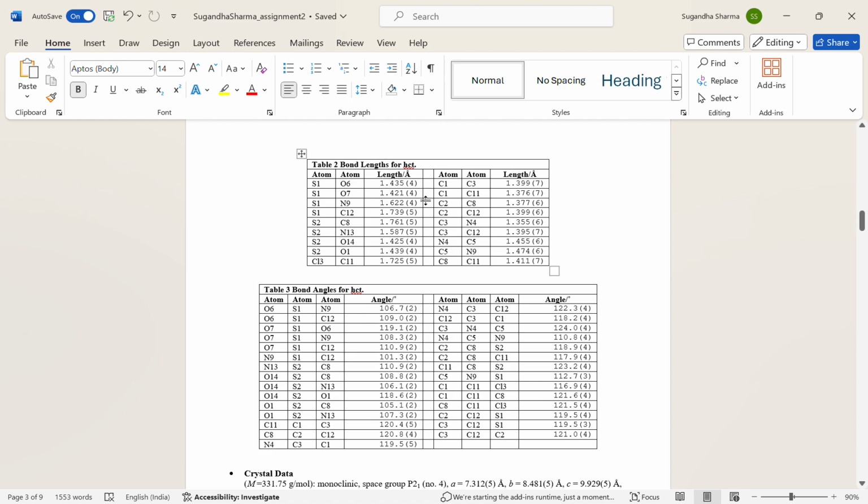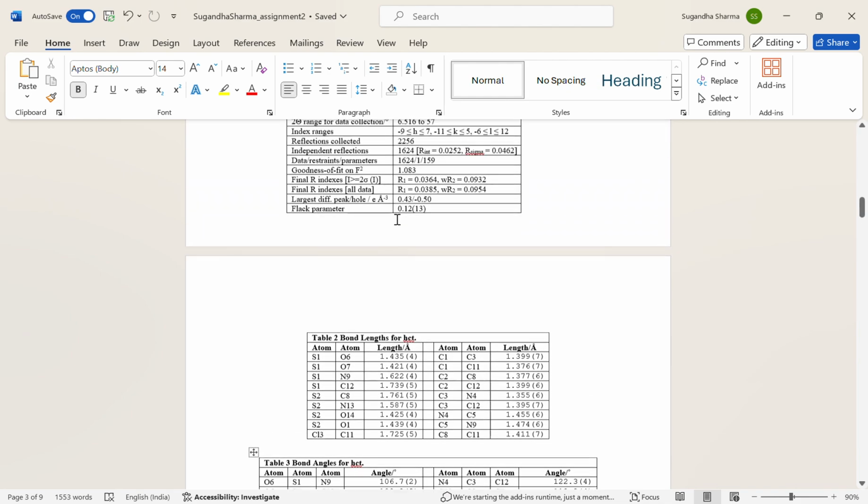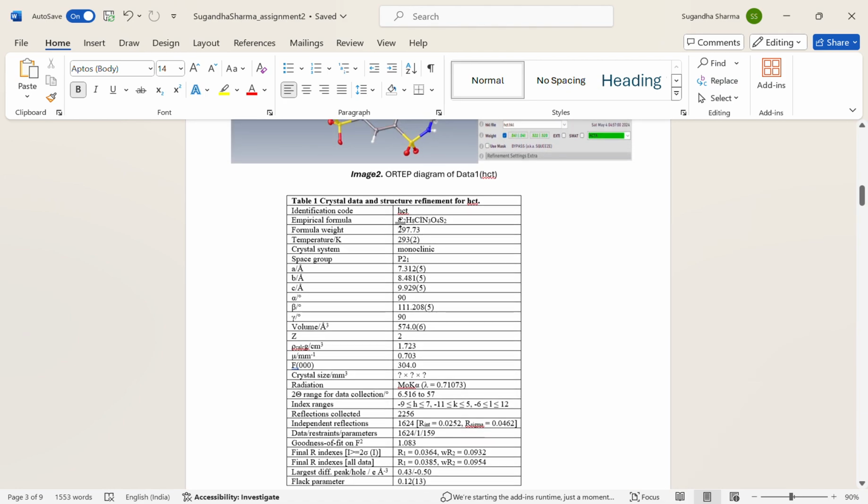As it can be seen, which atom was connected to what atom, and the bond lengths are given here. Next we got the bond angles between three atoms like O6, S1 and N9. It made 106 degrees. So from the data generated from OLEX2 we got the bond angles, bond lengths and unit cell parameters, the crystal data, from the files we generated.